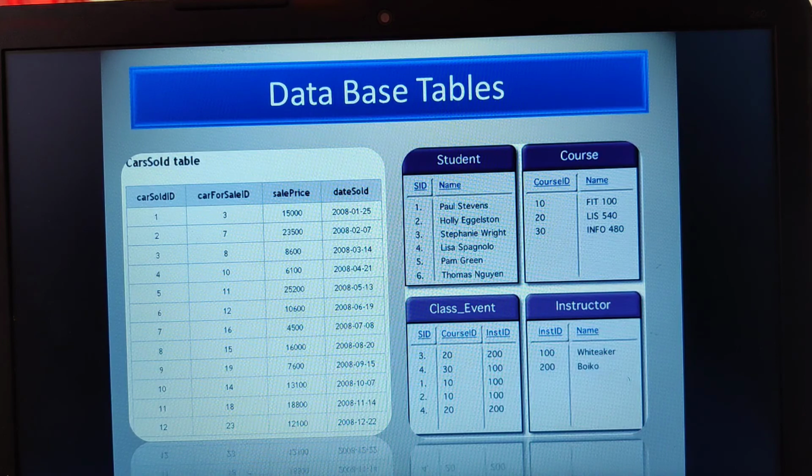Then what is a table? Table is nothing but a collection of data elements that are organized in terms of rows and columns. Can you see here all the records, or the data elements are being arranged in terms of rows and columns. How many rows are we having? Almost 12 rows. And how many columns? 4 columns. Like that we have tables called car sold, student, course, class, event and the instructors. All these are the tables.